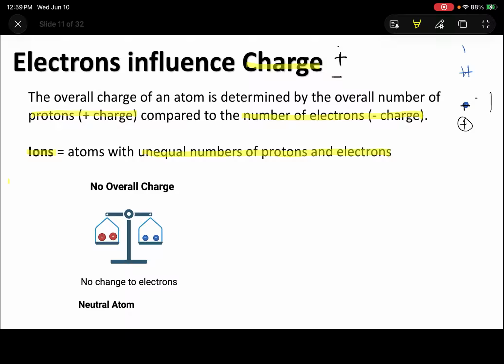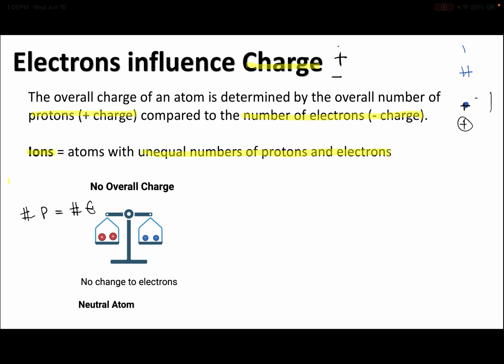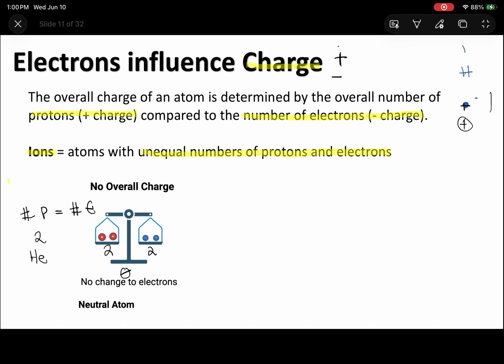The first is going to be no overall charge, right? So this means that the number of protons is equal to the number of electrons. So in this case, if we have a helium atom, which has 2 protons, 2 electrons, the net charge is 0. We call this a neutral atom. It has no charge to it.